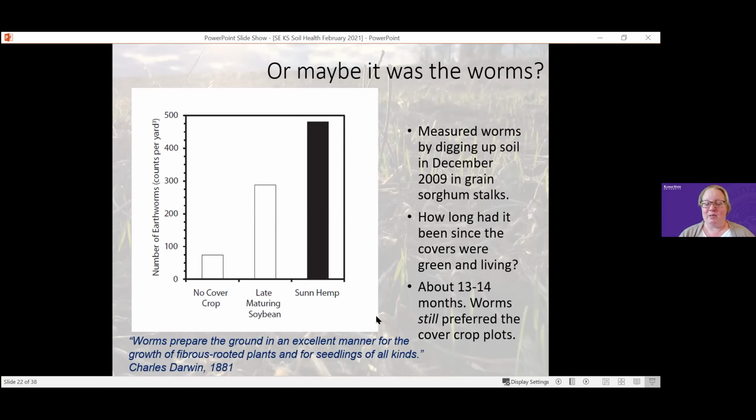And here's a Darwin quote for you from 1881. Worms prepare the ground in an excellent manner for the growth of fibrous rooted plants and for seedlings of all kinds. So worms are good for soil and cover crops are good for worms. So it's just a really good system.